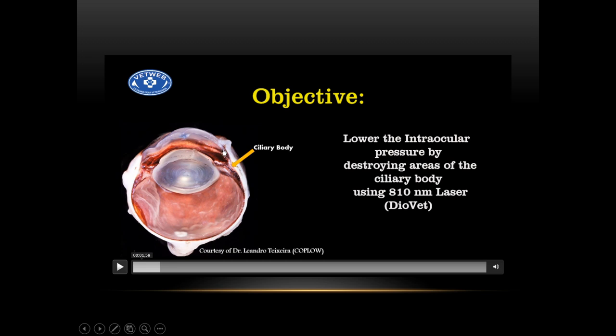This is the cornea, this is the sclera, this is the vitreous and the retina, this is the lens, and this is the iris tissue, and this is the ciliary body right here. So the ciliary body is the area where the aqueous humor is produced, and the aqueous humor flows through the pupil, goes to the anterior chamber, and is mainly drained through the iridocorneal angle. So the objective of this technique is to destroy parts of the ciliary body using the laser through the sclera. Okay, it's a non-invasive procedure. So let's watch it.